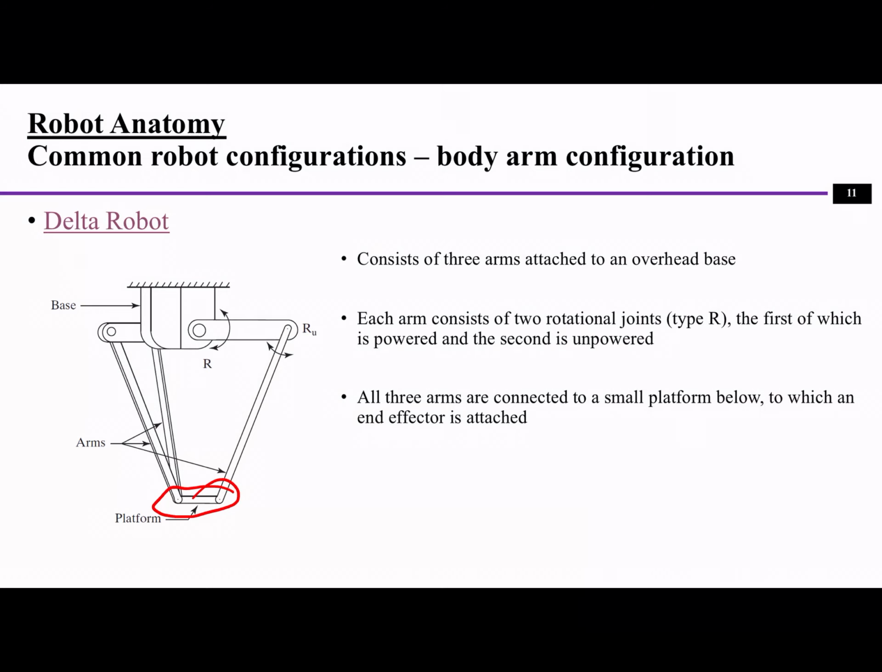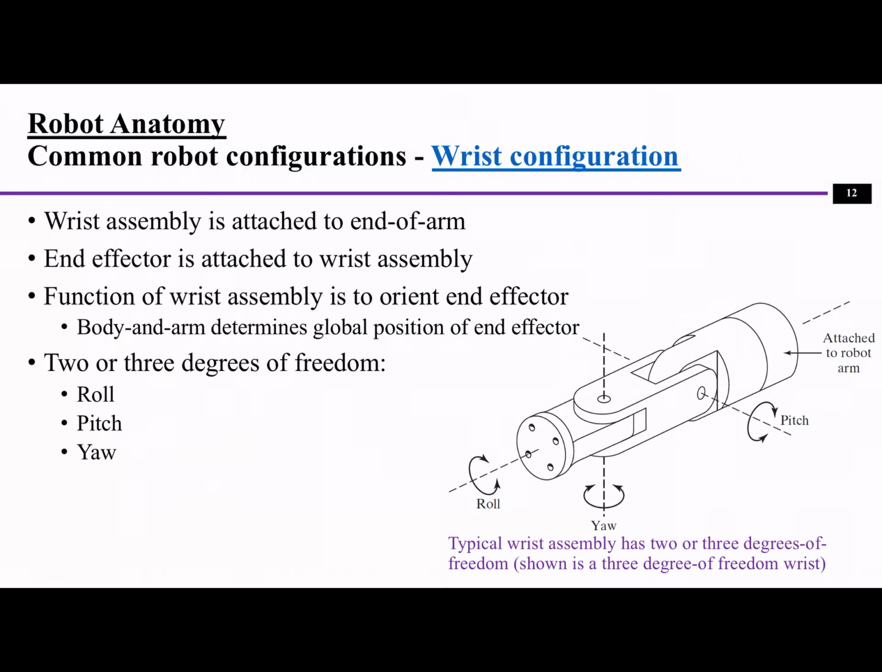Just focus on the robot. And so after we talk about the body and arm configuration, now let's look at the wrist configuration, which is at the end, where we have a lot of moves. Usually, wrist configurations have 3 degrees of freedom for different kinds of operations, and it's attached to the end of the arm, and the end effector is attached to the wrist assembly. So the end effector means the actual tool that is used for the operation.